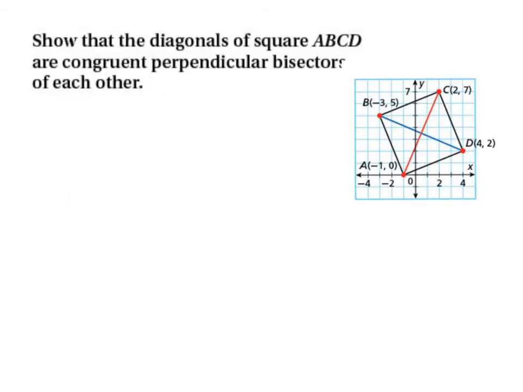For these type of problems, we're going to have to show if the diagonals of a square are congruent perpendicular bisectors of each other. So you really want to break down those 3 words. Congruent perpendicular bisectors.